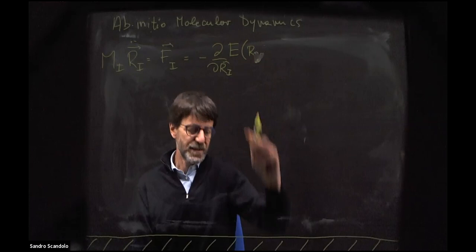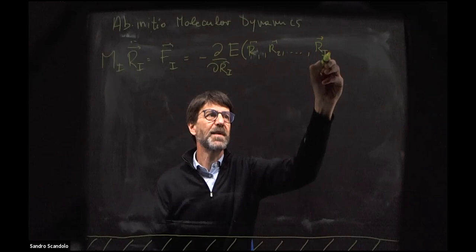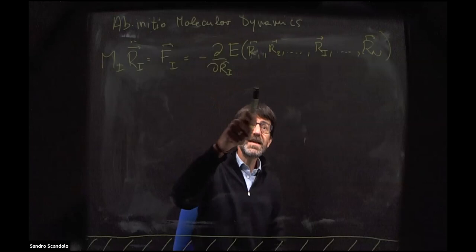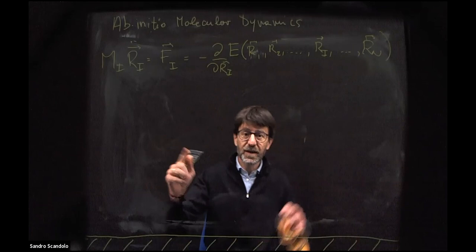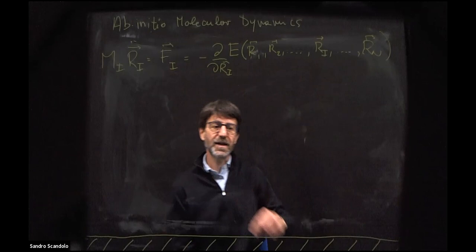R1, R2, and so on, Ri, the particle I'm interested in, and Rn, the final one, if I have n particles in my system. Okay, this is a very important concept. The energy of my system is, of course, a function of the position of all the particles in my system. If I move one, the total energy will change, right? And when I calculate the force, I need to calculate the derivative with respect to one of these variables. And this will give me the force acting on i.